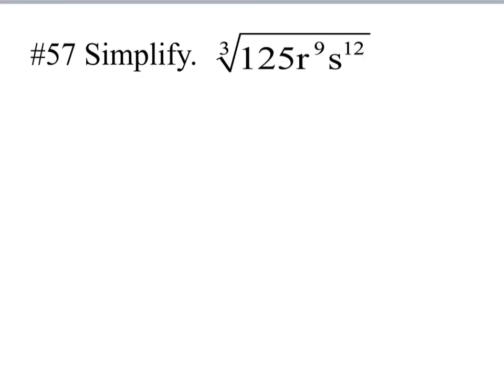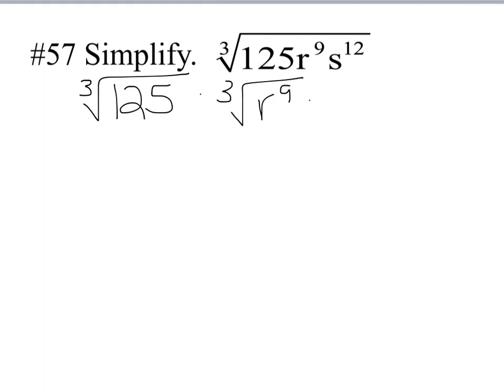All right, last but not least, we have the cube root of 125 r to the 9th, s to the 12th. So again, I'm going to use the product rule backwards to break it up. The cube root of 125 times the cube root of r to the 9th times the cube root of s to the 12th. Man, they were nice to us on this last one. We know that the cube root of 125 is 5.